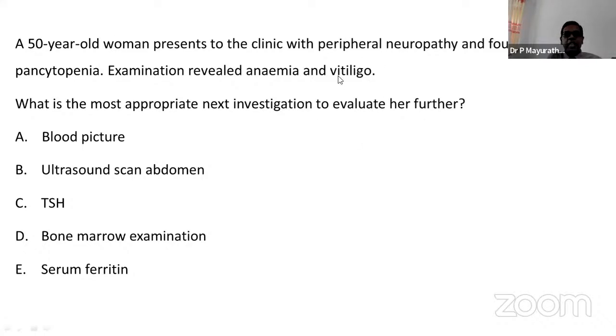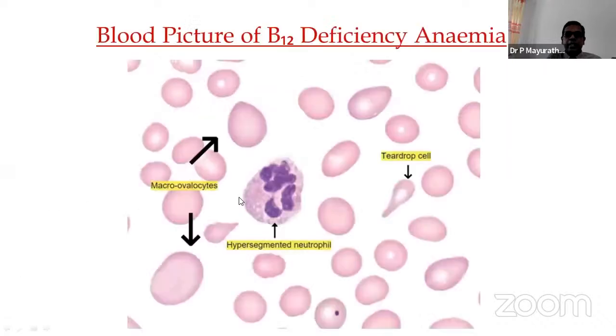So most of the time, the history and the examination are pointing towards pernicious anemia. So the question: what is the next appropriate investigation? Blood picture, ultrasound scan, TSH, bone marrow, serum ferritin. The appropriate investigation is going to be the blood picture.